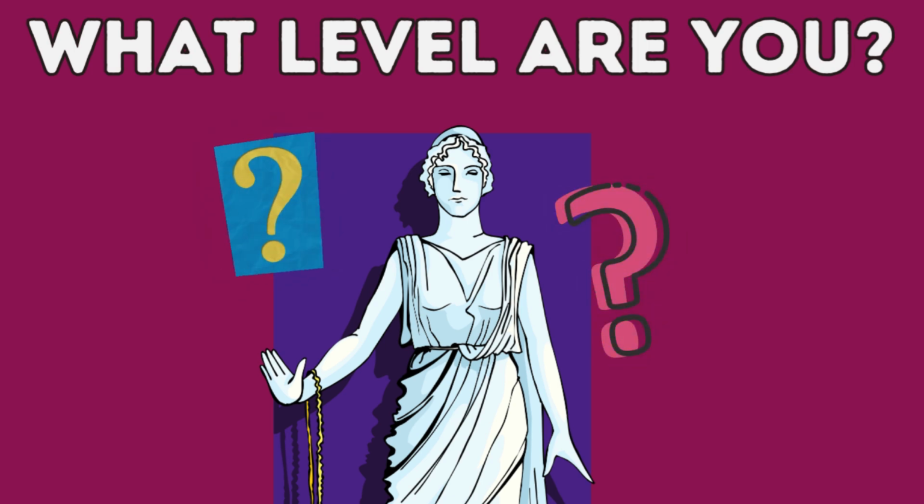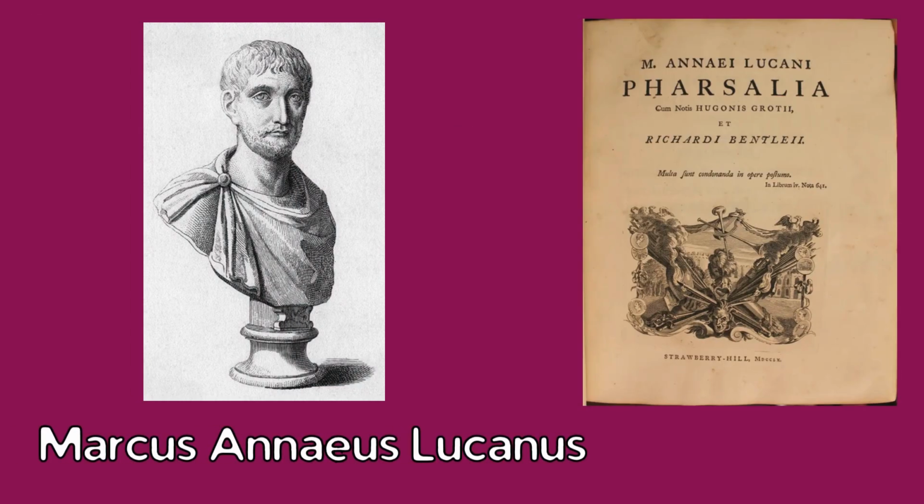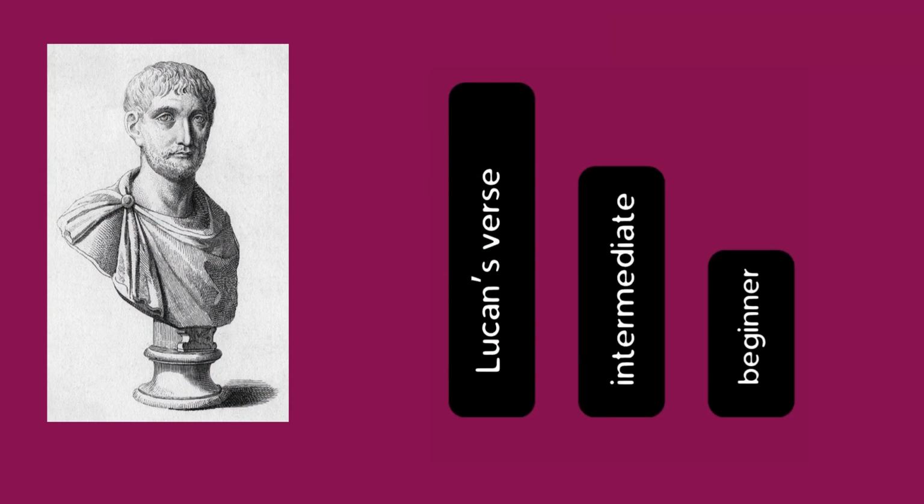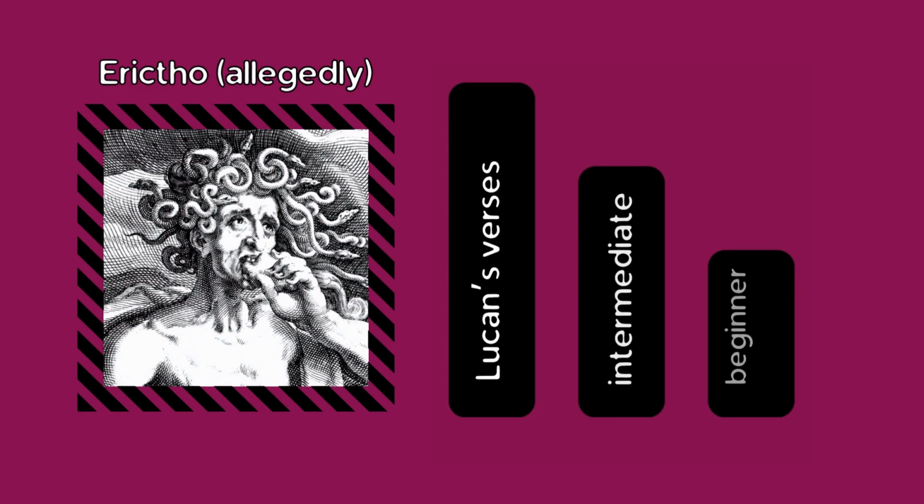Today we're going to try to figure out what level of Latin you can read using the ancient Roman poet Lucan's poem Bellum Civile. We're going to listen to Victor recite the poem at 3 different levels. So first, he'll recite the verses of Lucan himself. In these verses, Lucan is describing the fearsome witch Erictho and what her physical appearance was like.